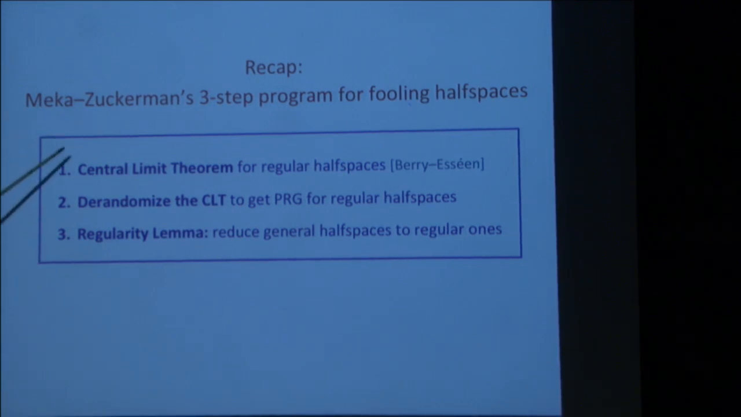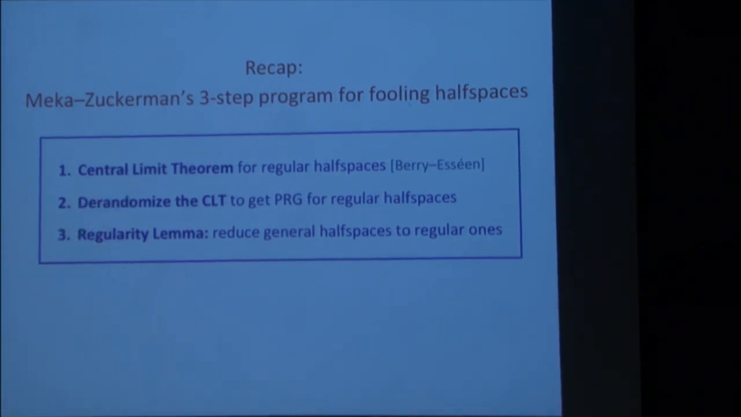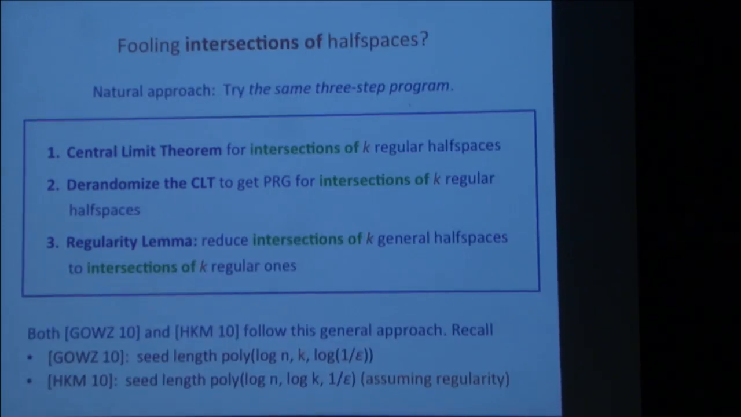We've seen that Meka and Zuckerman introduced this three-step program for fooling half-spaces, right? To fool general half-spaces, first, they recalled the ideas in the central limit theorem proof, which is for regular half-spaces. They de-randomized the central limit theorem using this nice bucket construction to get a PRG for regular half-spaces. And then using regularity lemmas, they were able to reduce the case of fooling a completely general half-space to fooling regular half-spaces. Okay? So it's a nice program. It worked well for them. Then you want to fool intersections of half-spaces. Okay, the next step.